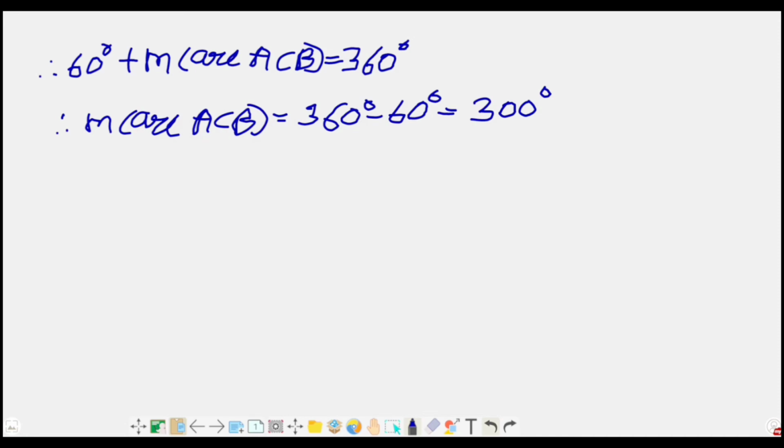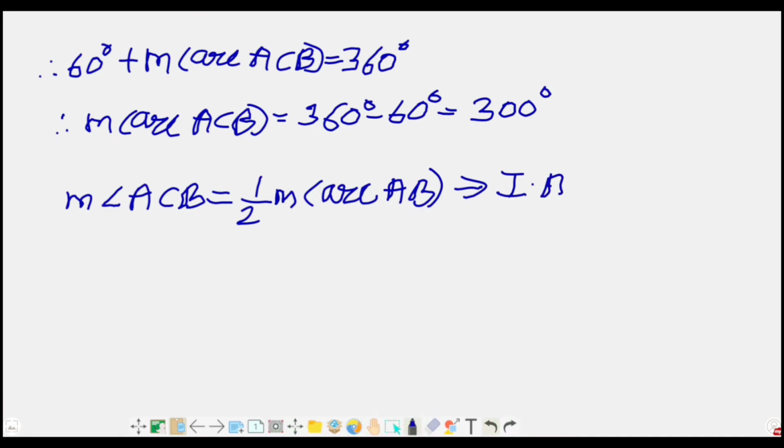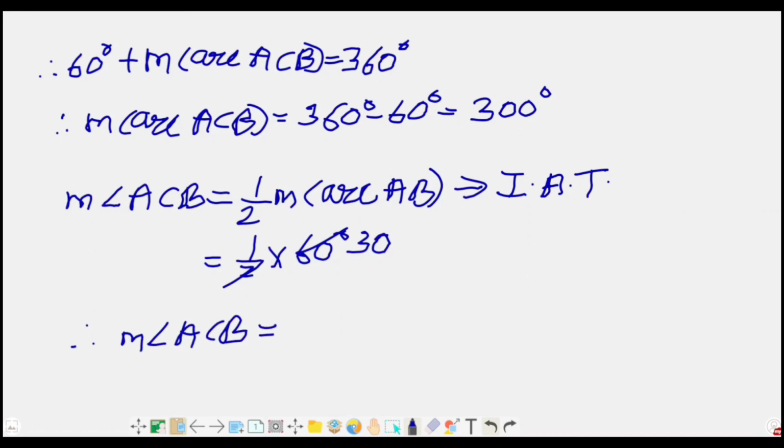Now only what is remaining? Angle ACB. Your angle ACB is an inscribed angle, so it will be half of the measure of arc AB. Why, students? Inscribed angle theorem: an inscribed angle is always half of its intercepted arc. Now the arc you know is 60 degrees. When you halve it, your measure of angle ACB will be 30 degrees. So we got all four parts.